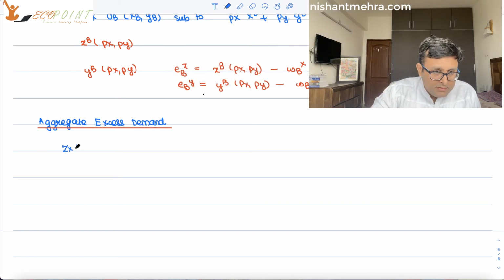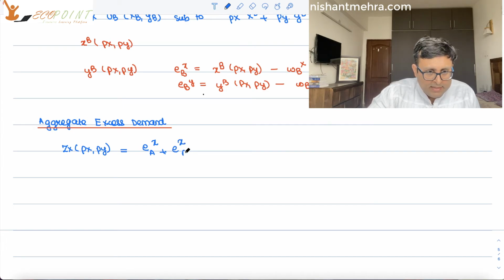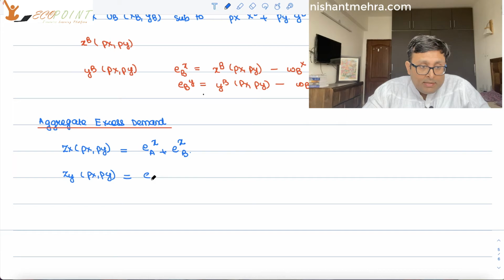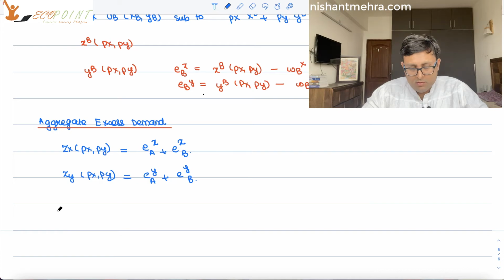That is ZX(PX, PY), aggregate excess demand for good X, which is the excess demand for good X by individual A plus the excess demand for good X by individual B. Similarly, ZY(PX, PY), that is aggregate excess demand for good Y, is going to be what? Excess demand for good Y by individual A plus excess demand for good Y by individual B. That is going to be there. Okay.